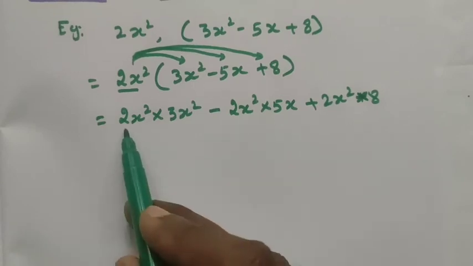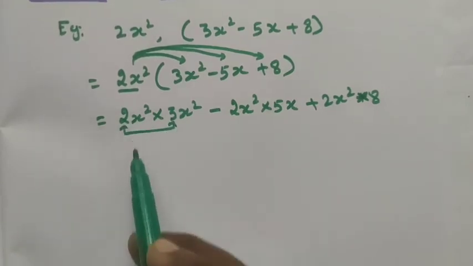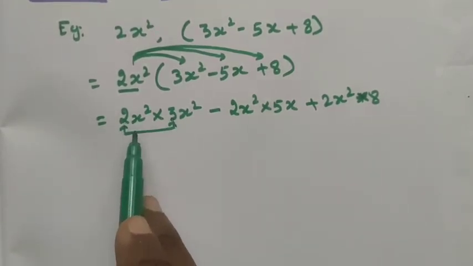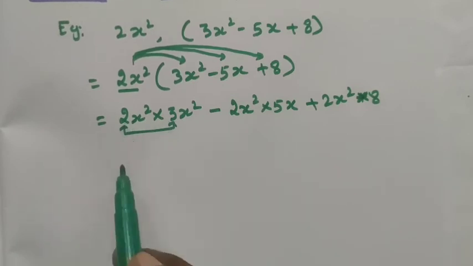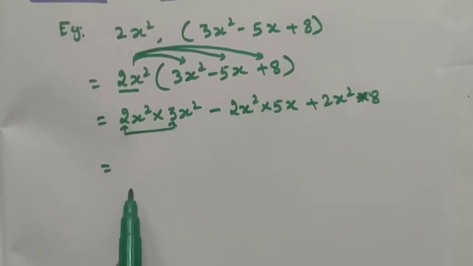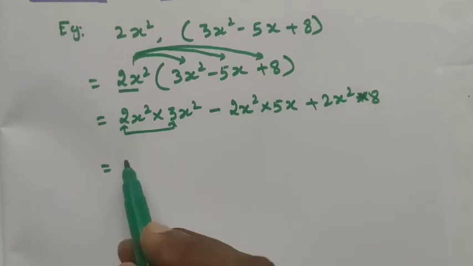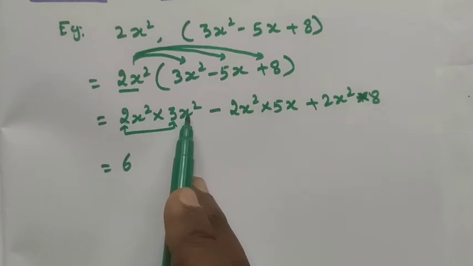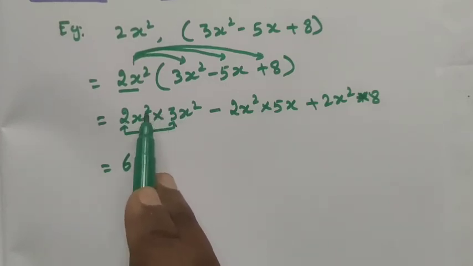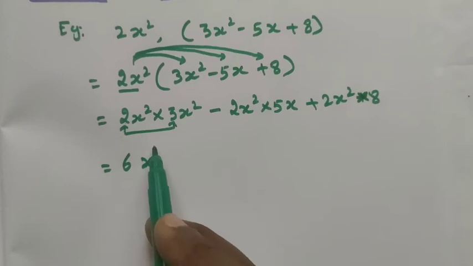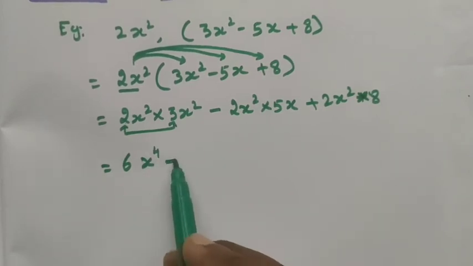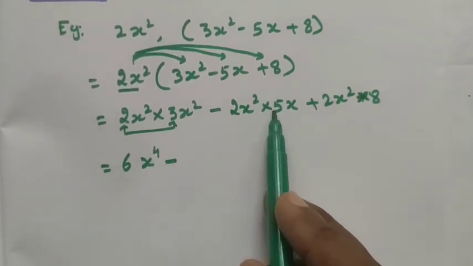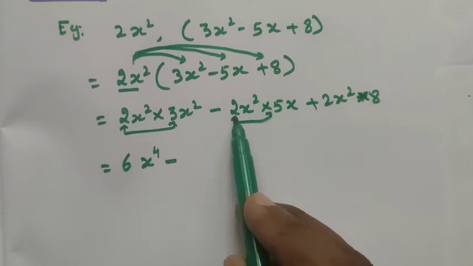Now first multiply the coefficients. These are constant factors, we call them numerical factors. 2 into 3 is 6. And by the law of exponents, both bases have x and it is multiplication, so add the powers, that is x power 4. Minus 2 into 5, multiply the numerical factors.